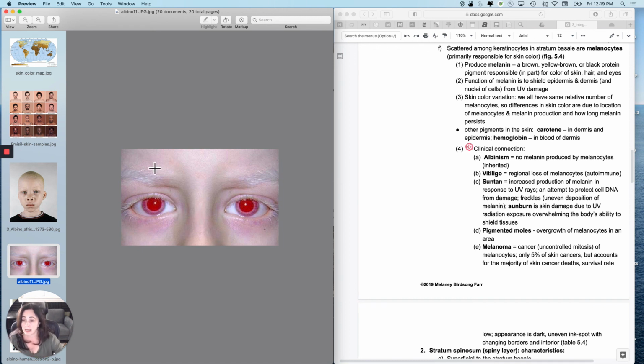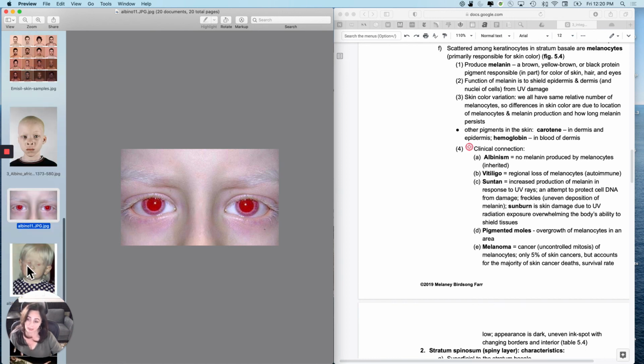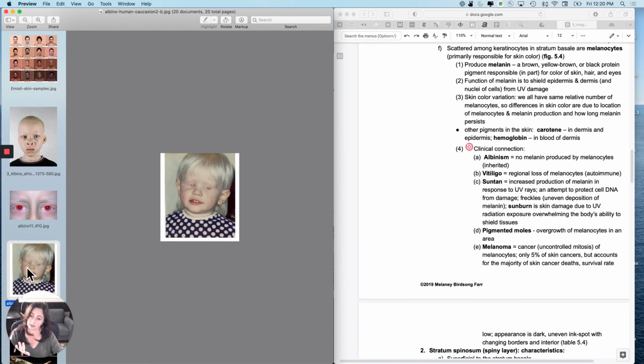So you can get a loss of pigmentation in the hair, a loss of pigmentation in the skin, and if you have a loss of pigmentation in the eyes, what you will see is the capillaries. So your eyes can actually look pink. And you can have albinism of the skin, the hair, the eyes, or all three. And here's another child with albinism of all three.